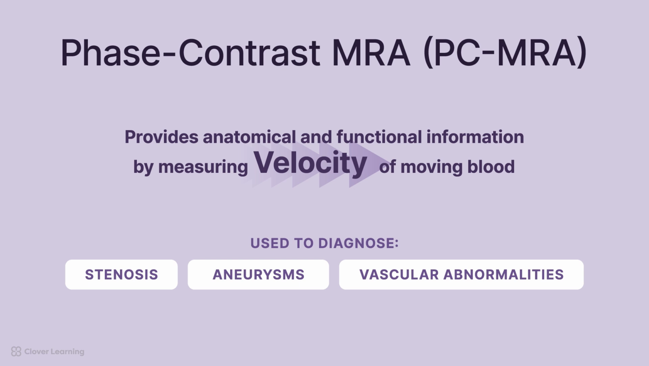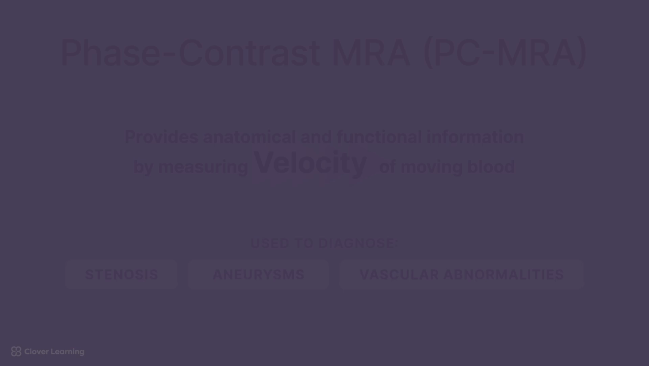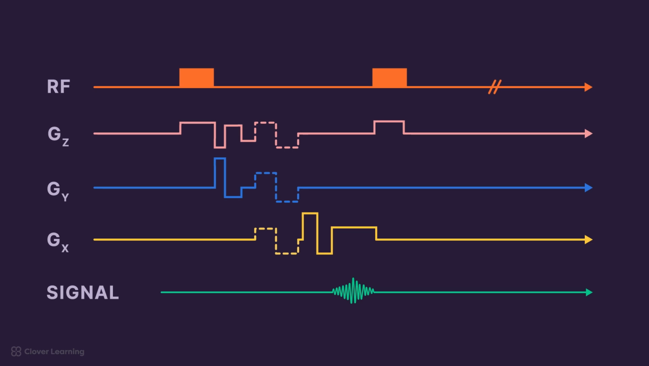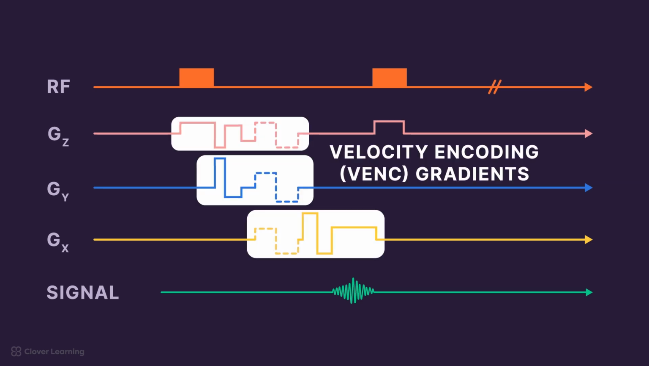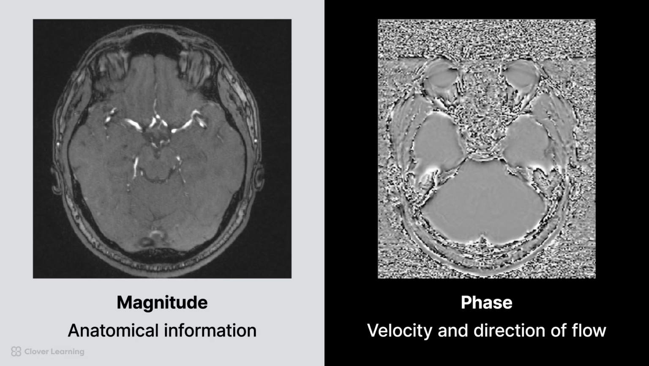We can use this information to diagnose conditions such as stenosis, aneurysms, and other vascular abnormalities. Phase contrast MRA acquisitions use velocity encoding, or Venc gradients, applied along all three axes, x, y, and z, to encode the velocity of moving blood. Phase contrast MRA produces two types of images: magnitude images, which provide anatomical information, and phase images, which provide information about the velocity and direction of flow.